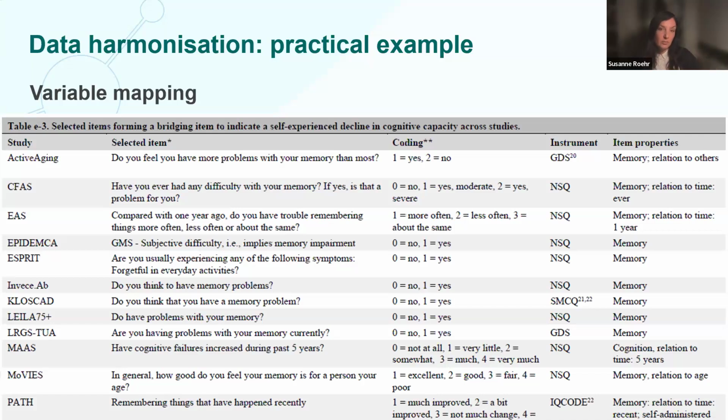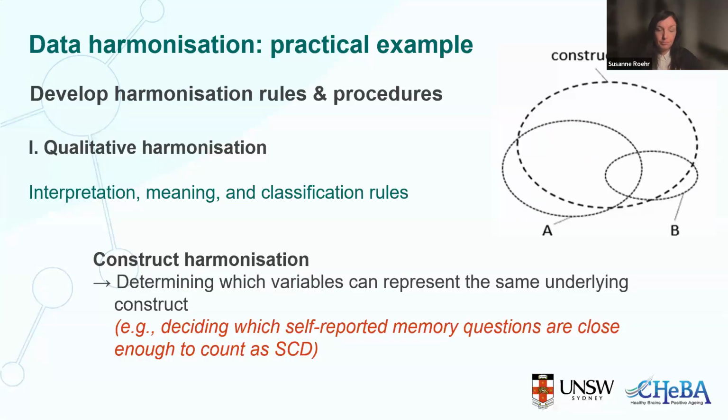This process is then typically followed by a so-called qualitative harmonization approach, which involves interpretation based on meaning. So deciding which items reflect the core construct of subjective cognitive decline. And this is also referred to as construct harmonization.